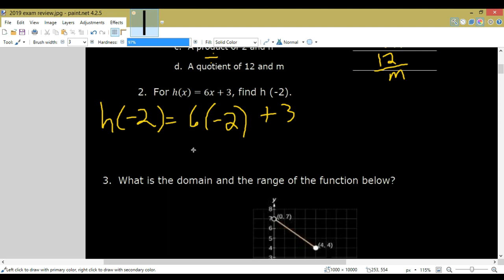6 times negative 2 is negative 12 plus 3. These are different signs, so we subtract. We have 9, and the sign is negative because the bigger number has a negative sign. So h of negative 2 equals negative 9.